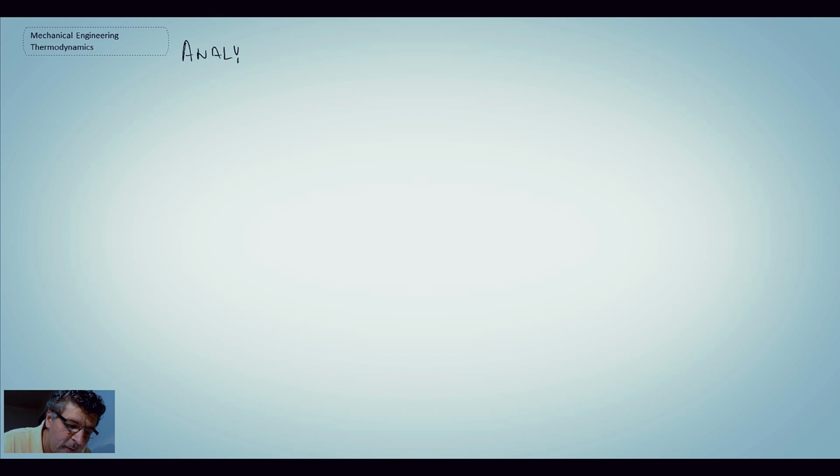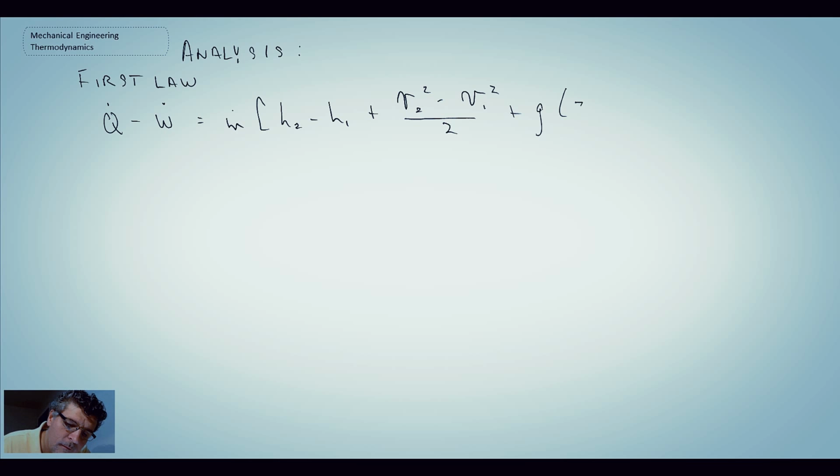And the first thing we want to determine is the exit velocity. And for that, we're going to use the first law. Okay, so there we have the expression for the first law. We were told it's adiabatic. That disappears. It's a nozzle. Does a nozzle do work? No, it doesn't. There are no moving boundaries or anything like that. So we can get rid of that term.